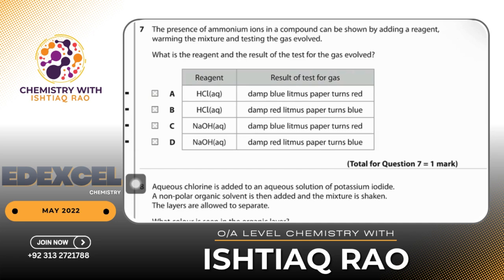So ammonium ions in a compound, we know that ammonium ion releases ammonia after the addition of a strong base, that is sodium hydroxide. Sodium hydroxide is a strong base. So there would be a displacement reaction because a strong base would be substituting the weak base, and the weak base is ammonia. So NaOH, we have two options, C or D.